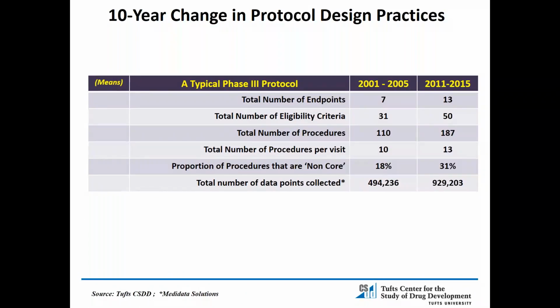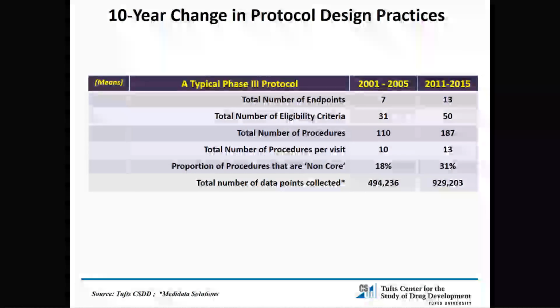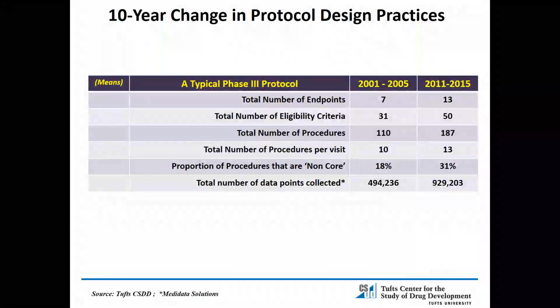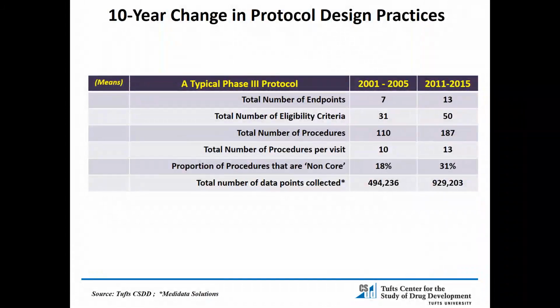Number of procedures per visit has increased as well, because we have typically not seen the duration of our studies increase to a large extent. And as a result, at each visit, we are conducting more procedures on each study volunteer. The proportion of procedures that collect data that is not tied to a primary or key secondary endpoint has now approached a third, up from less than 20% in that earlier time period.